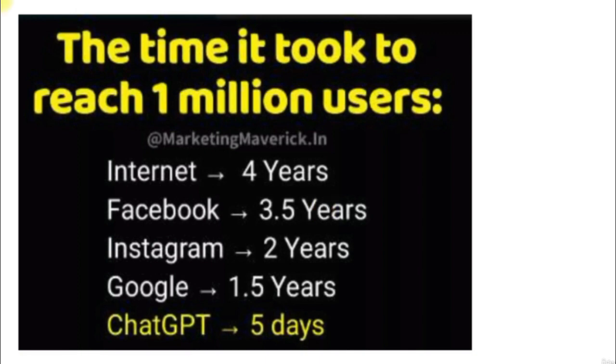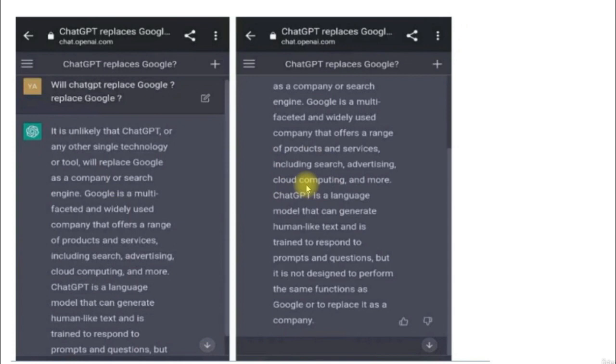The time that these platforms took to reach 1 million users. So the internet took 4 years to reach 1 million users. Facebook took 3.5 years. Instagram took 2 years. Google took 1.5 years. And ChatGPT just took 5 days to reach 1 million users. So this is an interesting data point that you should know.